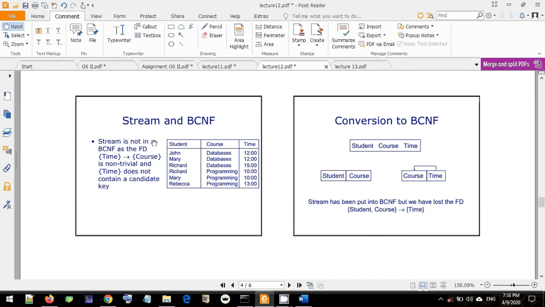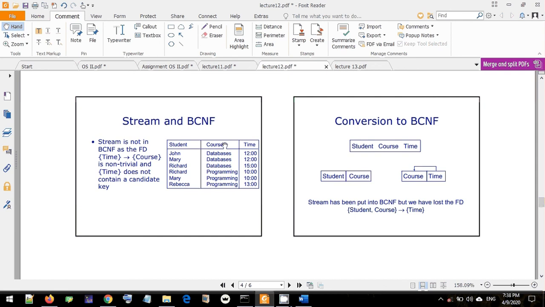Now, this stream is not in the Boyce-Codd normal form because time is functionally dependent on course, and it is non-trivial, and course does not contain a candidate key, right?